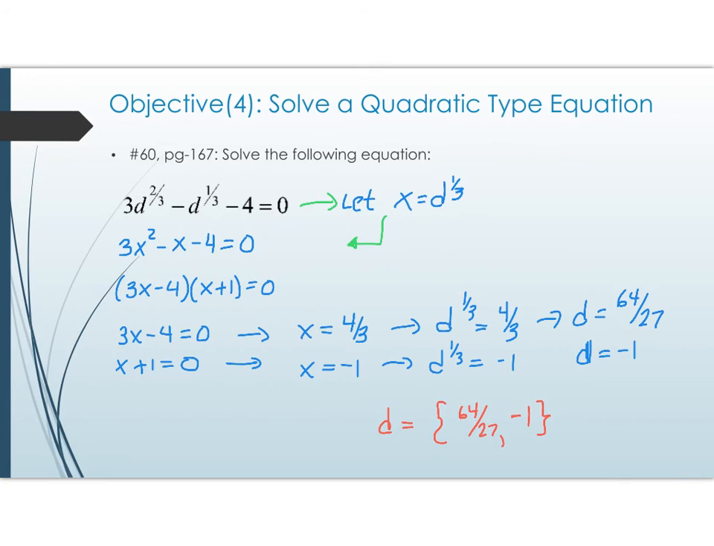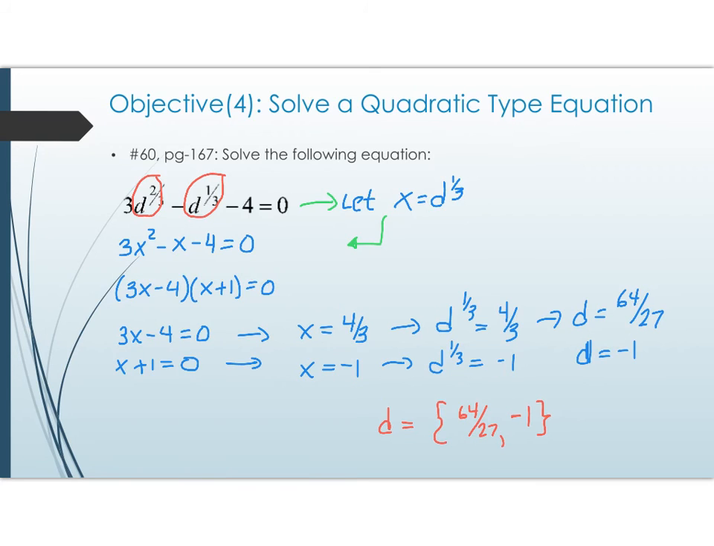The last equation we're going to look at is number 60 on page 167. Here we're trying to solve a quadratic type of equation. What we mean by that is that there looks like there's a square term and a single term in the equation. So in this case, you can see that the square term looks like this, and the single term looks like this. And so what we're going to do is let x equal d to the 1/3.